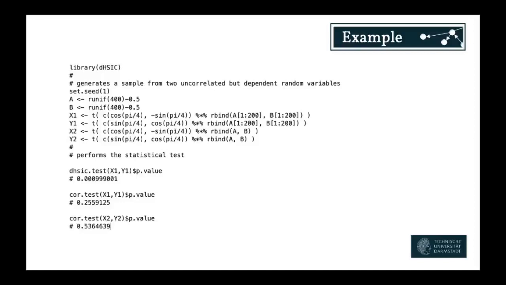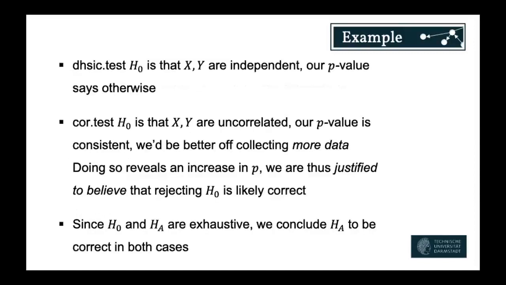In this case, we know analytically as well, but this is just an empirical example showing you that these trends can also inform you. So to summarize, x and y independent, but our p-value says otherwise. That's the null hypothesis. So we reject and take the other one. So they are dependent. And in the correlation test, they are uncorrelated. In the null hypothesis, the p-value is consistent. So we should collect more data. It's still consistent. It's even more consistent. And so we are justified to believe that rejecting H0 is likely correct.